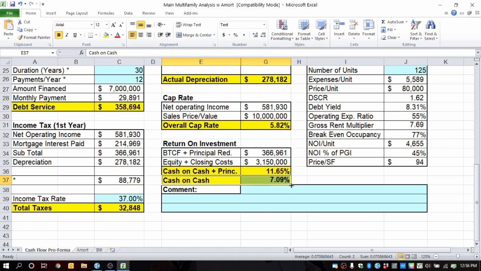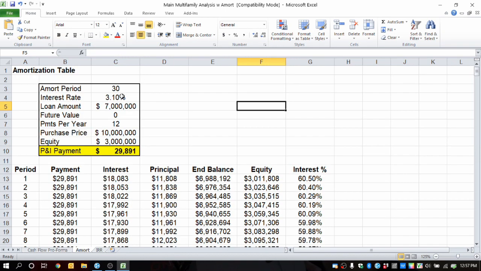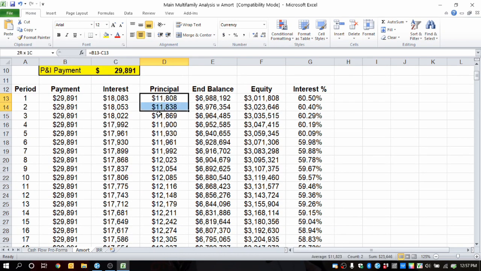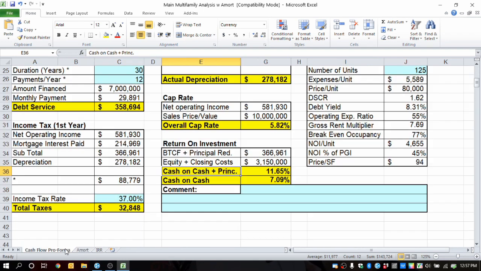But there's another component that's phenomenal at play here, and that's adding back in the principal reduction. Now, if we go to the amortization table here and we plug in these same terms, that spits out roughly a $30,000 principal and interest payment, of which $12,000 is going to principal. Now, you add up those 12 months, and you've got $144,000 in principal going back into your pocket. Now, you're not putting it in your pocket every month, but you kind of are, right? Now, that's bringing us almost a 12% cash on cash return.